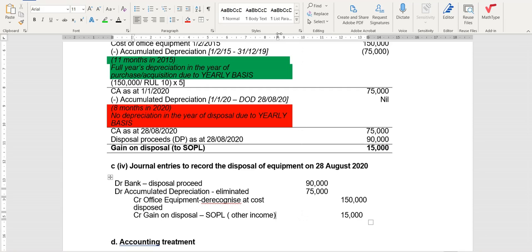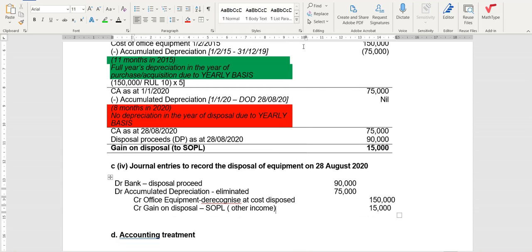So that's it for this presentation. I hope this helped you with the understanding of MFRS and the accounting treatment for MFRS 116 for derecognition and initial revaluation, particularly involving the depreciable asset.